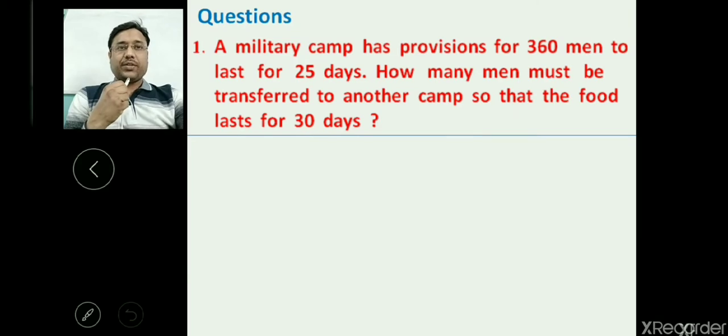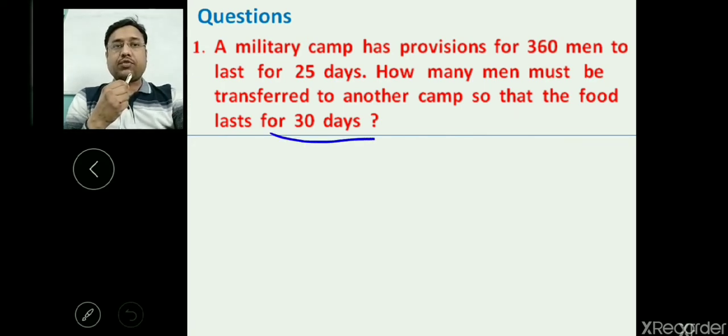Here we have to understand some inverse variation questions of the unitary method, some higher order questions. You can see this question is based on inverse variation. A military camp has provisions for 360 men to last for 25 days. That means they have sufficient food to last 25 days. So how many men must be transferred to another camp so that the food lasts for 30 days?